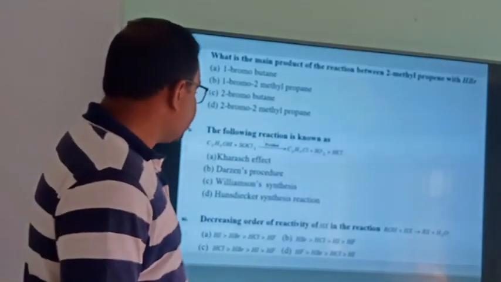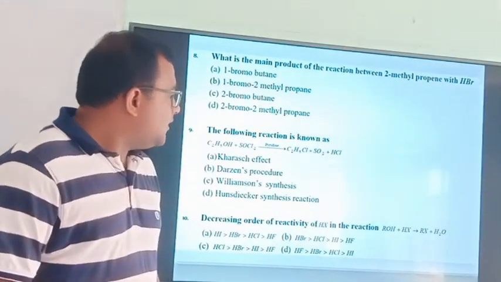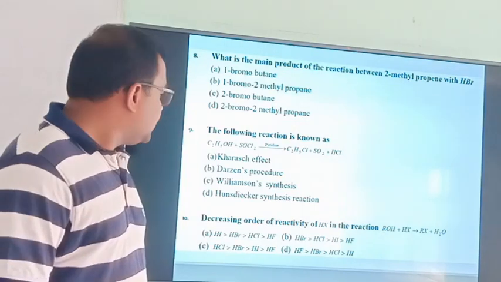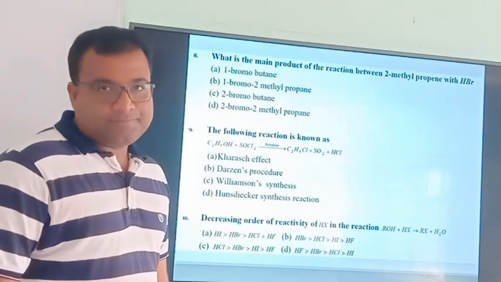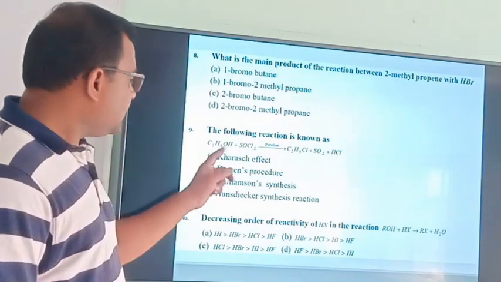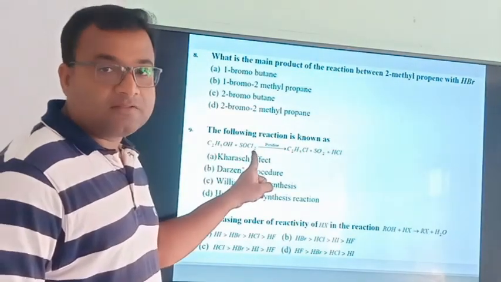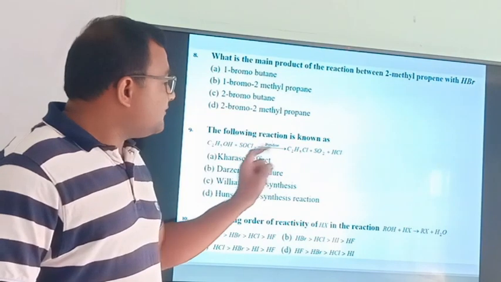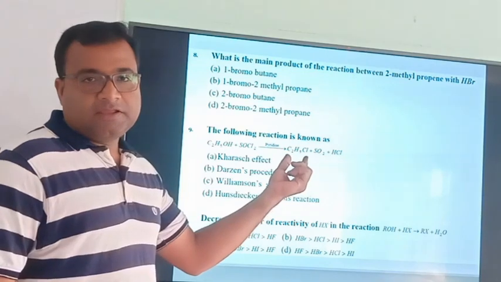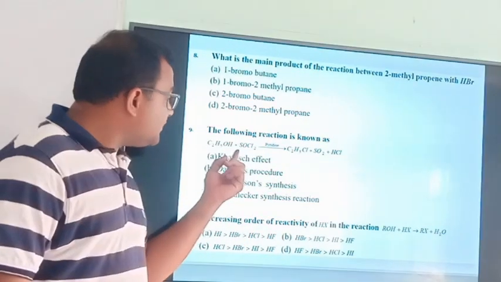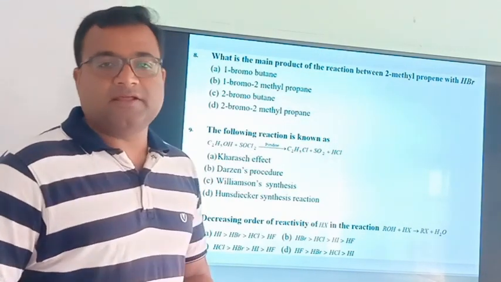So the next question, you can see question number 9, which is put up on the screen. The following reaction is known as... which reaction is this? Look at this reaction. Ethyl alcohol is reacting with thionyl chloride in presence of pyridine, with the formation of alkyl halide, that is ethyl chloride. When you use thionyl chloride, then that particular reaction is directly, we can call it Darzen's reaction.